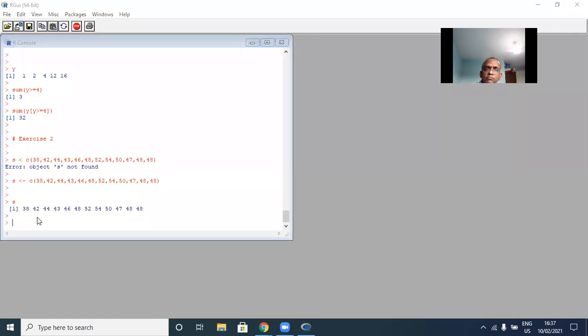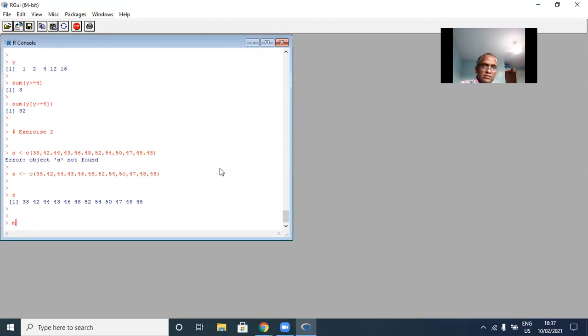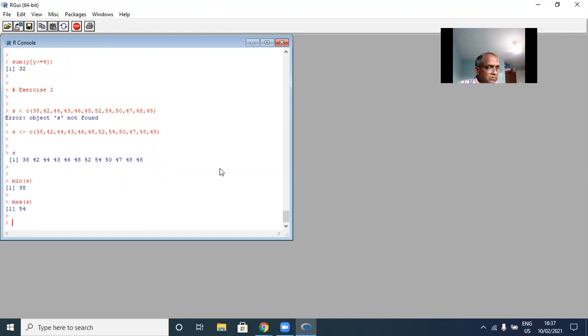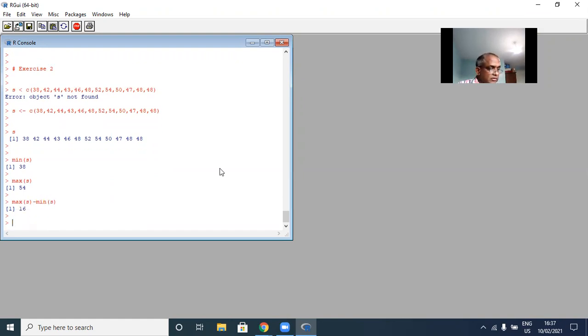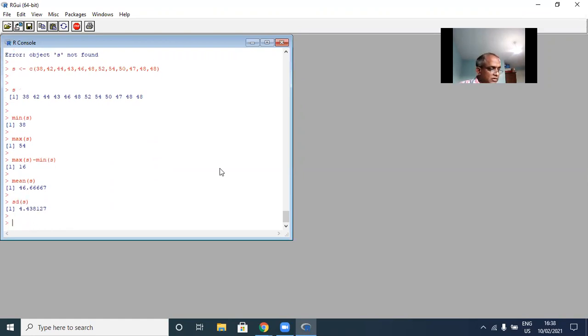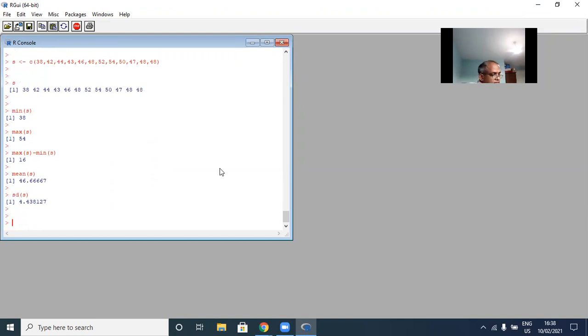Okay, guys. Now the first thing to do is to compute the minimum. To find the minimum, you just say min of S. To find the maximum, you say this. To find the range, remember the range is the difference between the max and the min. All right. And to find the mean, use the command mean. And to find the standard deviation, you use the command SD. Right. So this completes part 2 of exercise 2.